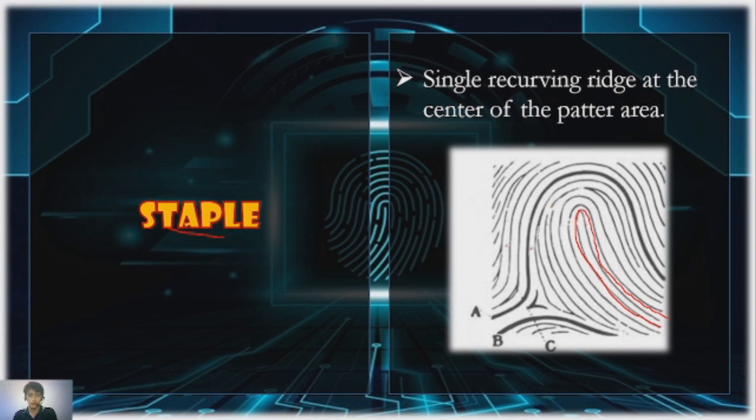In comparison, an envelope is a single recurving ridge enclosing a rod. In this pattern, we can see a rod or a bar at the center. That's why we say that this is a staple.